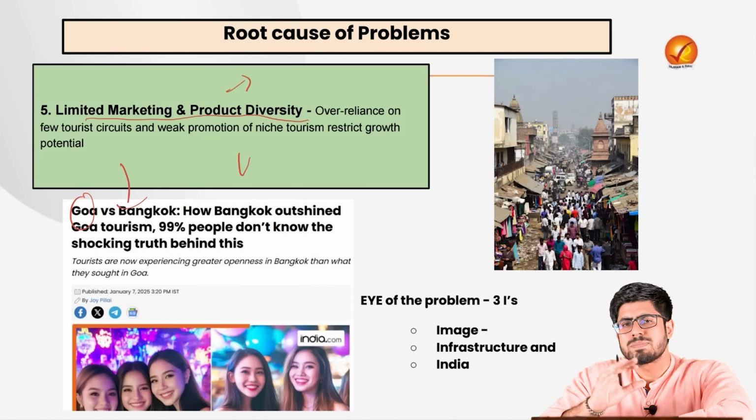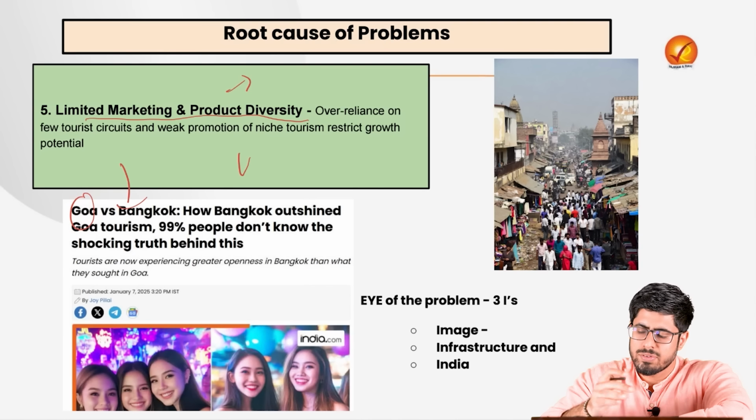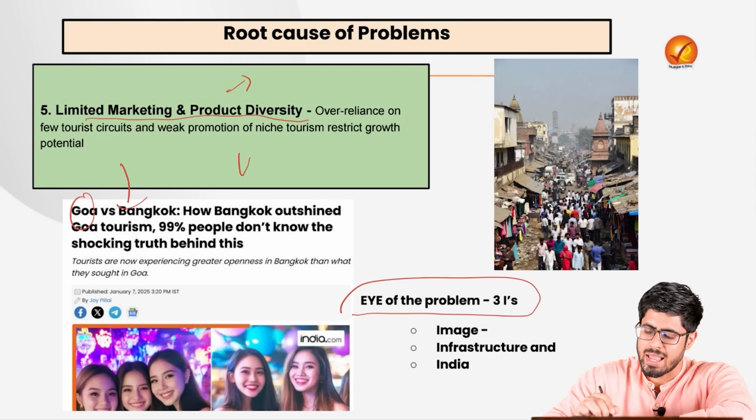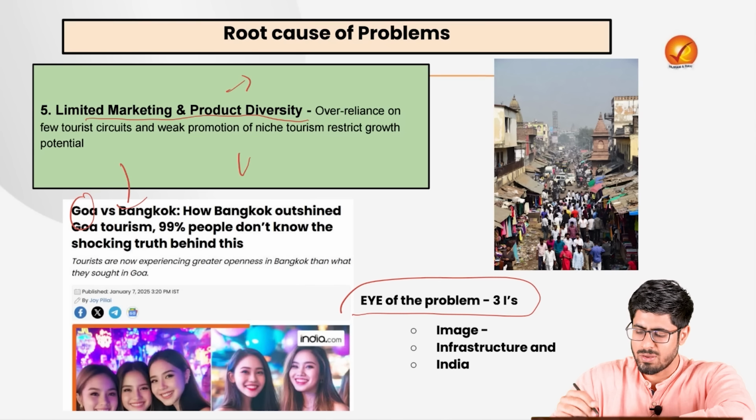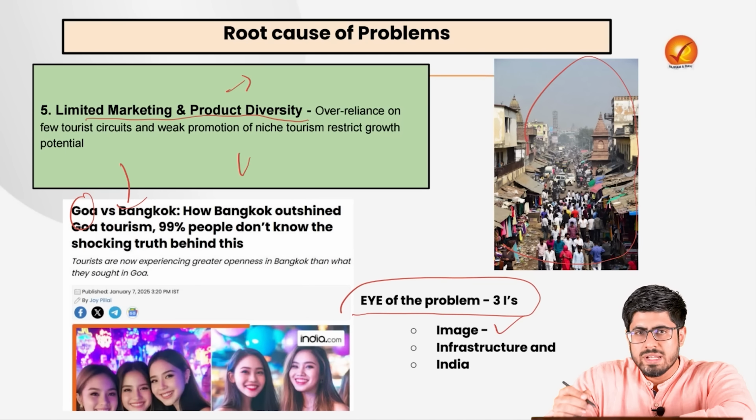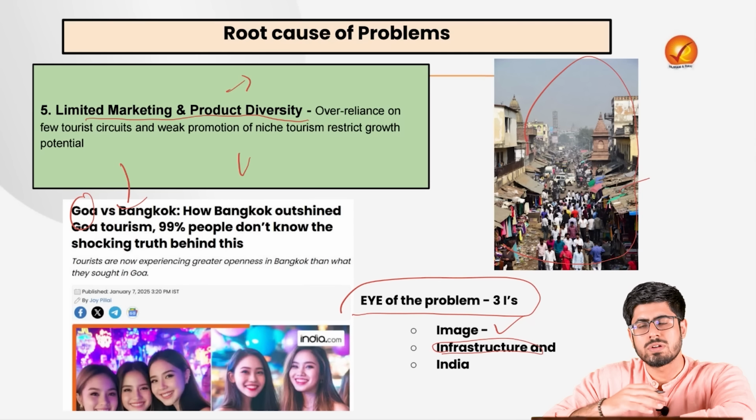So if we were to summarize why tourism is not expanding in India, we could summarize it in the 3 I's. One is the image of India. Image of India as a country which is very unsanitary, unhygienic. Image of infrastructure, the issue of infrastructure, because there is a lot of infrastructure deficit.